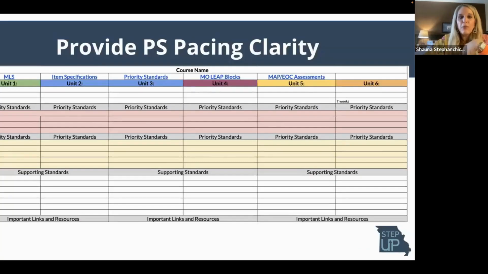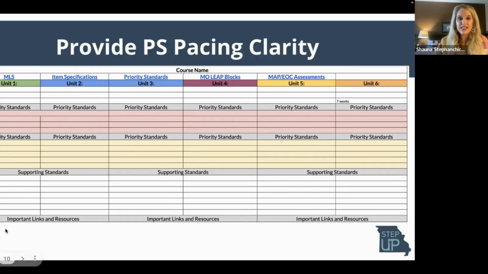Okay, so provide priority standard clarity. Again, I'm just trying to give you a visual example. You could set this up differently, but I think it's really nice when we talk about the viability for a teacher to see over the course of the year, here are my units, here are what my big deals are, and here are my supporting, because we're still responsible for every standard, not just priority. So they need to know, and then here, we like to make it a landing page, right?